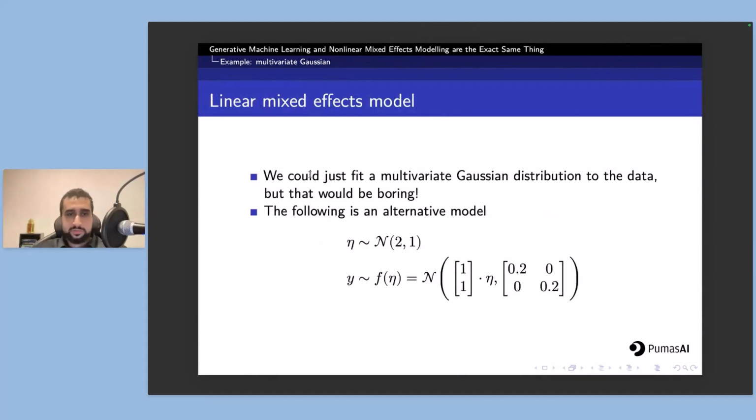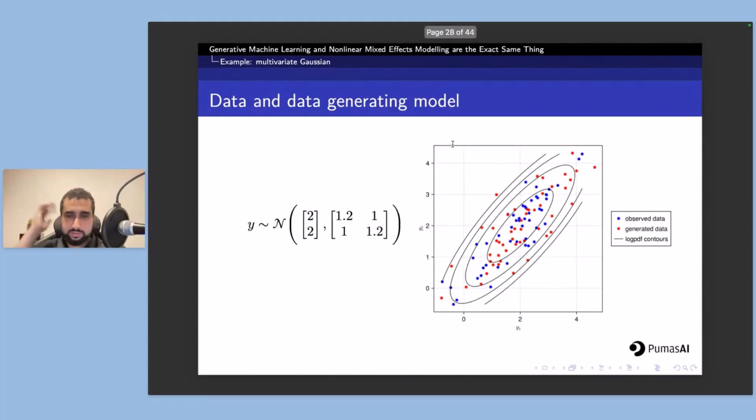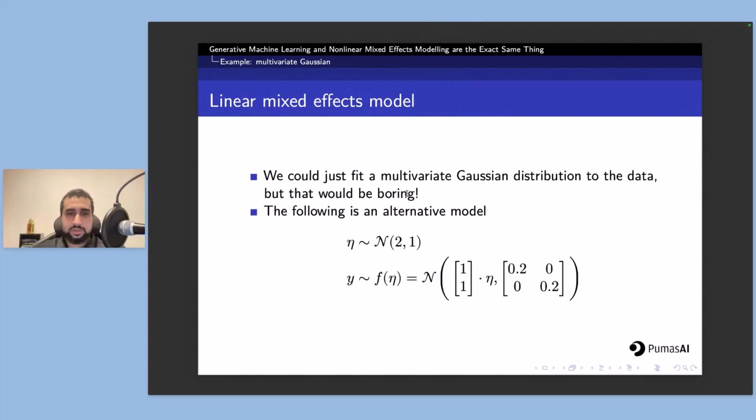Now, we could just fit a multivariate Gaussian. We could do exploratory data analysis, plot the data, look at it, and see, okay, this looks like a Gaussian, so I'm just going to fit a multivariate Gaussian. That's doable, but I'm not going to do that today, because that would be boring, but also that would prevent us from exposing some interesting insights or structure about the data. Instead, I'm going to propose this alternative model. This model might look very different from the multivariate Gaussian, but I'm going to convince you that this is actually the exact same model, just written differently.